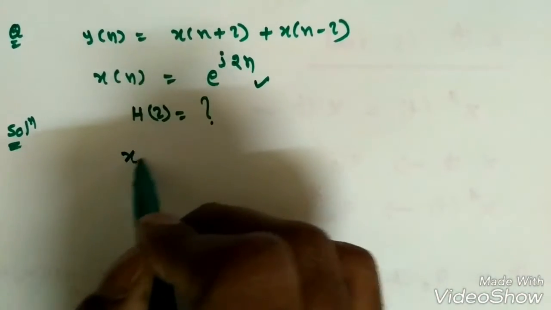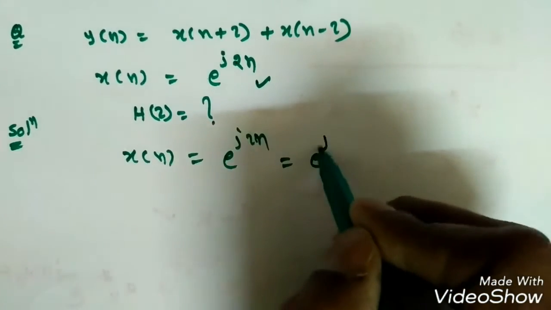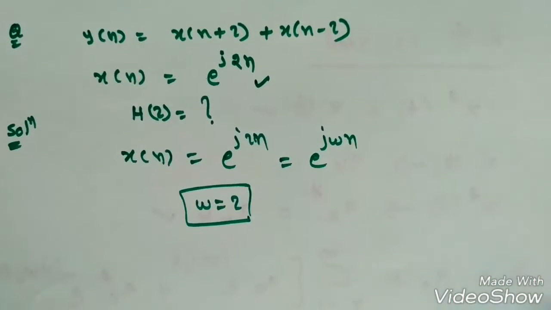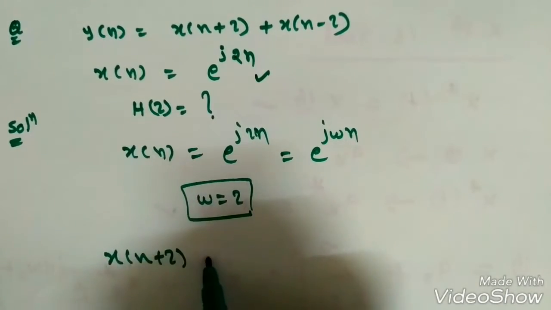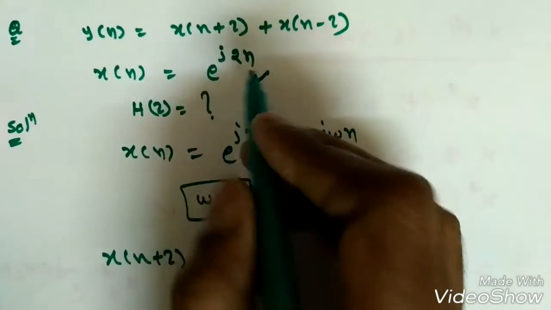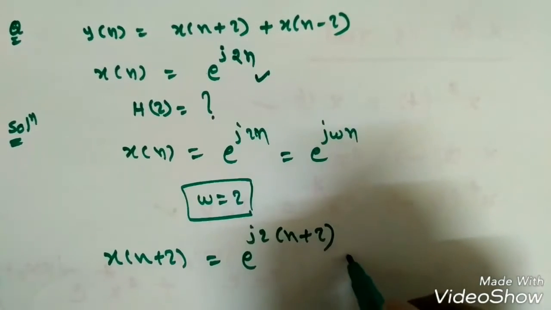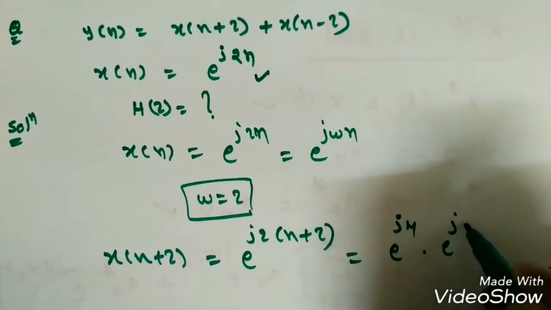Now from this x of n, if I equate it to e power j omega n, then omega is simply equal to 2, right? Now what is x of n plus 2? x of n we know, that is e power j into 2n. x of n plus 2 means e power j into 2 into n plus 2. So it will become e power j 4 into e power j 2n.